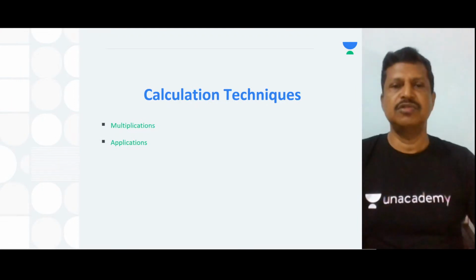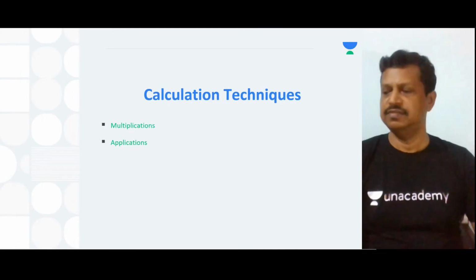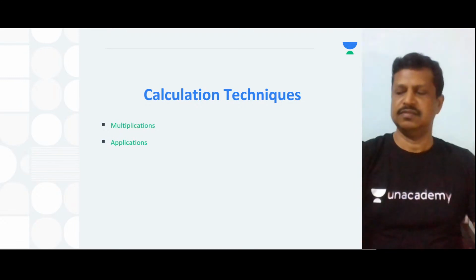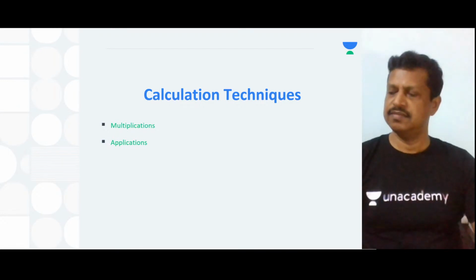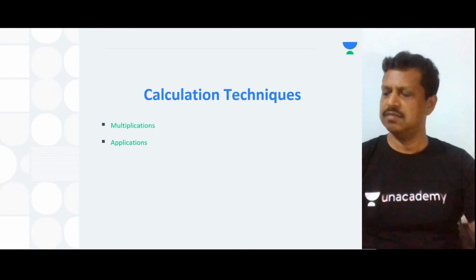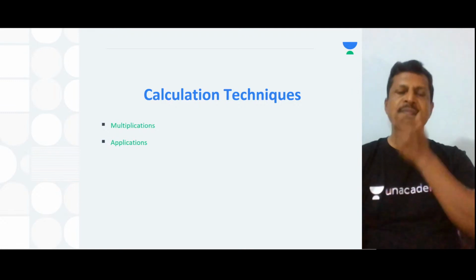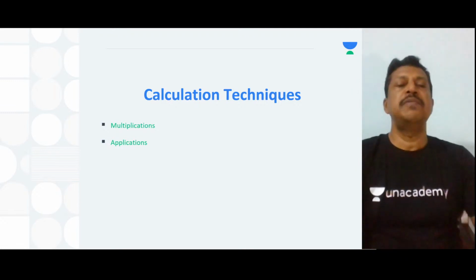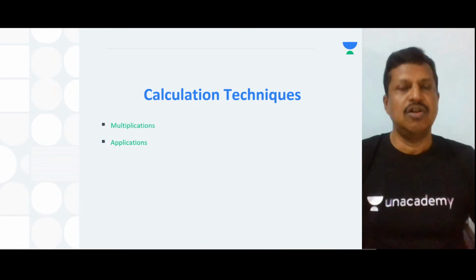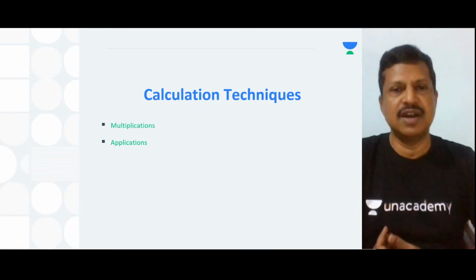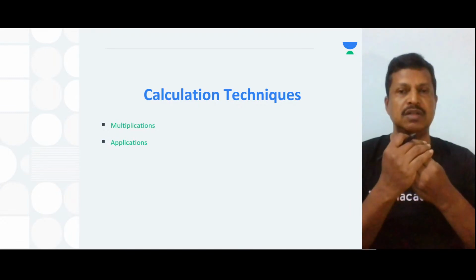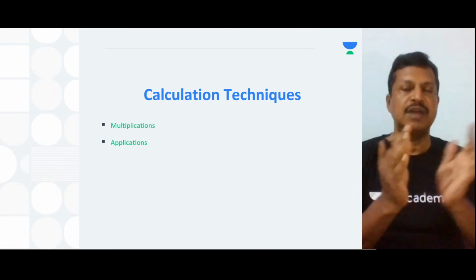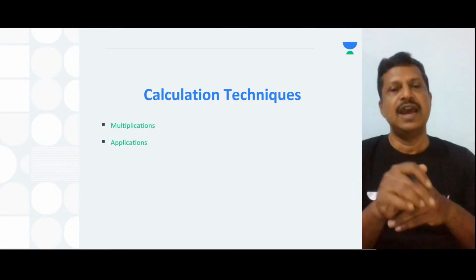Now let's talk about the agenda. The agenda is, we'll be talking about multiplications, of course, big numbers, numbers which are very close to 100. We'll learn how to calculate the multiplication of those numbers which are very close to 100, and we'll learn the techniques.